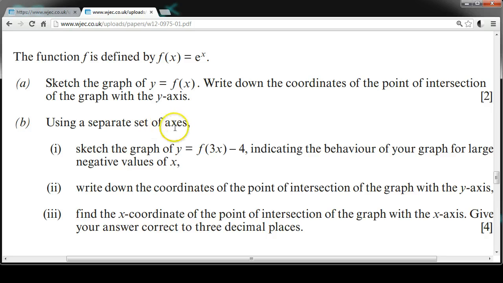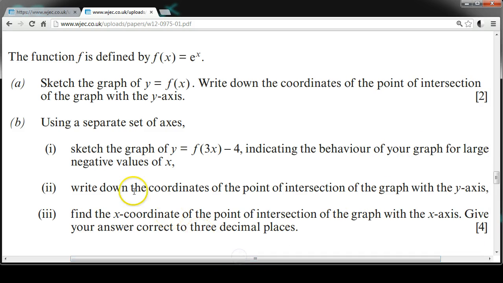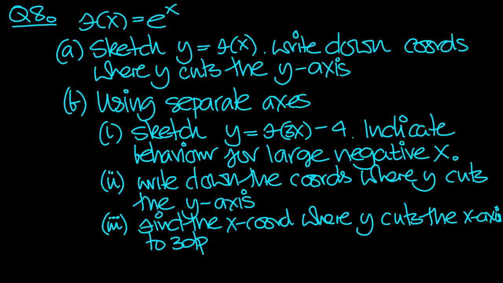B. Using a separate set of axes, sketch the graph of y equals f of 3x minus 4, indicating the behavior of your graph for large negative values of x. Write down the coordinates of the point of intersection of the graph with the y-axis. C. Find the x-coordinate of the point of intersection of the graph with the x-axis. Give your answer correct to 3 decimal places.